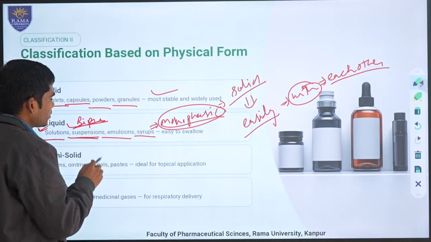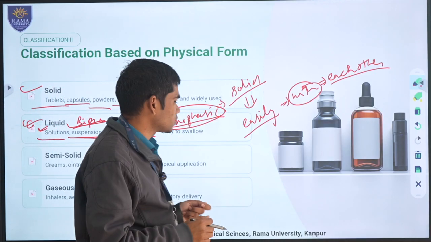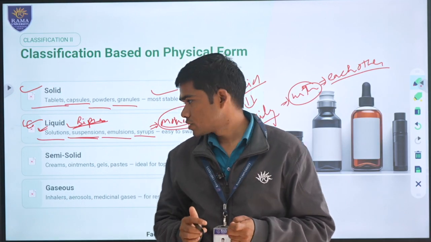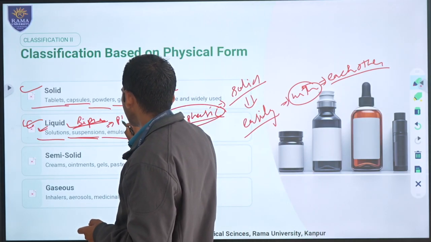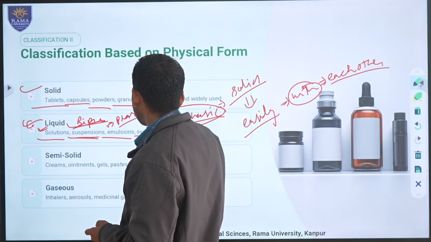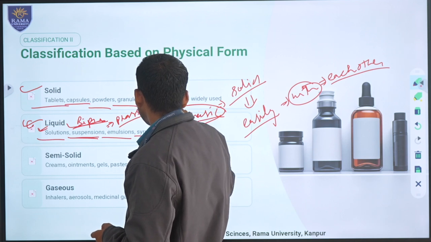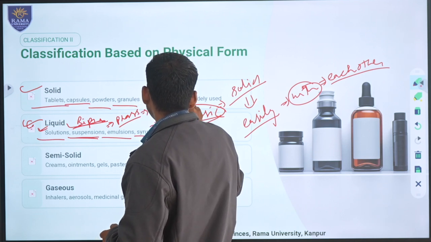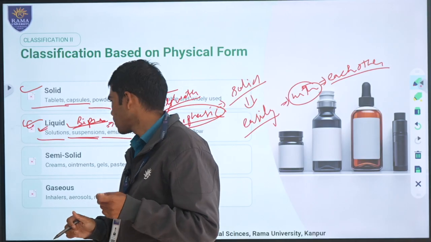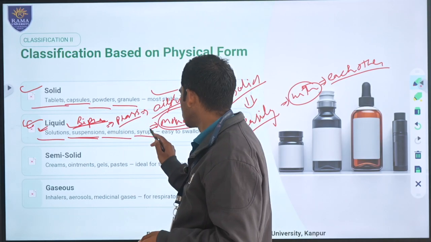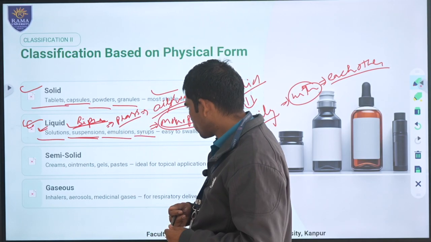Okay. Then suspensions come under the classification of biphasic liquid dosage form, which contain two or more than two phases, like oil and water, oil in water, water in oil. These are the emulsions. Syrup is a monophasic liquid dosage form.